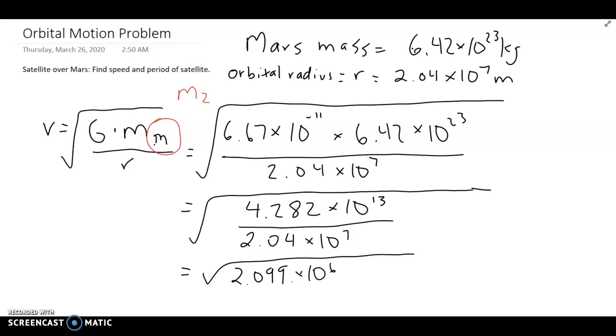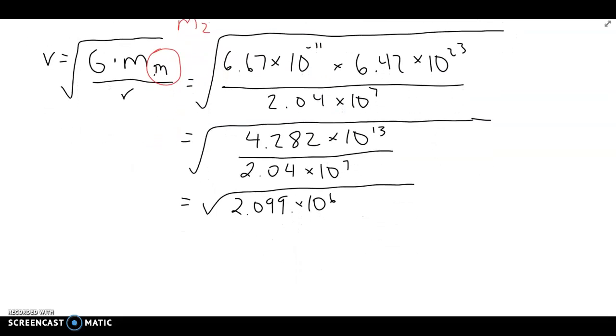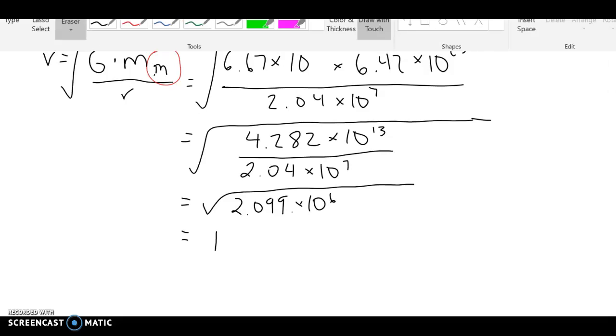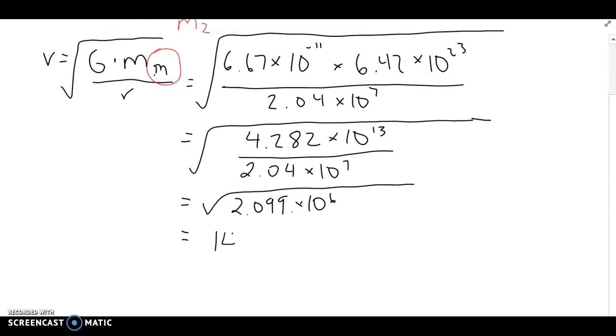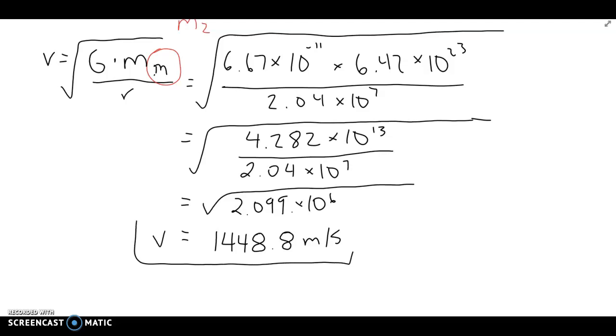And then, hold on a second, let me move this up. And then that equals 1448.8 meters per second, which is my V, and I box my answer because it just makes it so much easier to find later on.